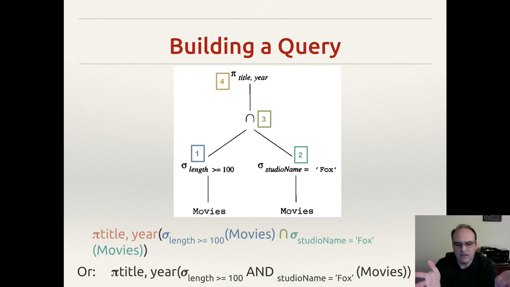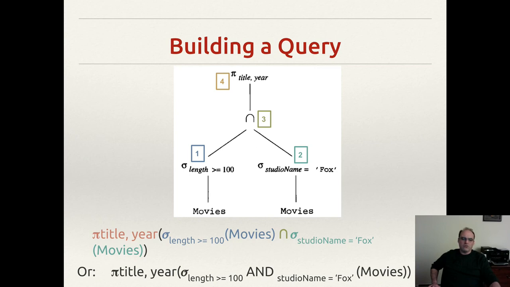What we're seeing here is an entire algebraic statement for relational algebra that represents a query. Now we haven't actually seen the select. What this would read out in actual SQL would be select title, year from movies where length is greater than or equal to 100 and studio name equals Fox. That's what an actual SQL statement would look like, that you would create, that would get translated into this relational algebra.